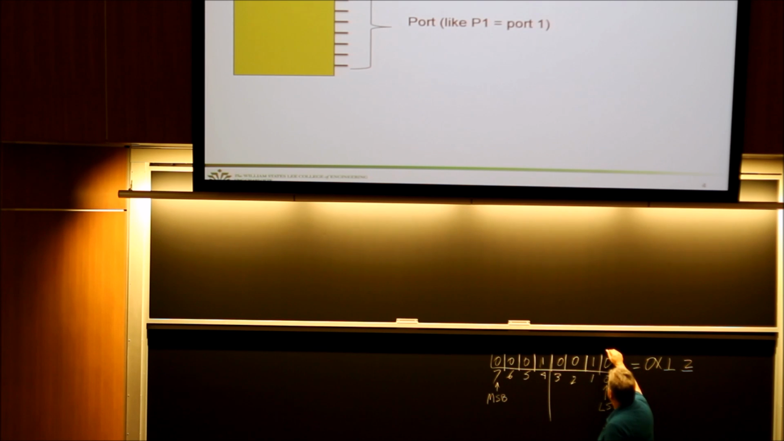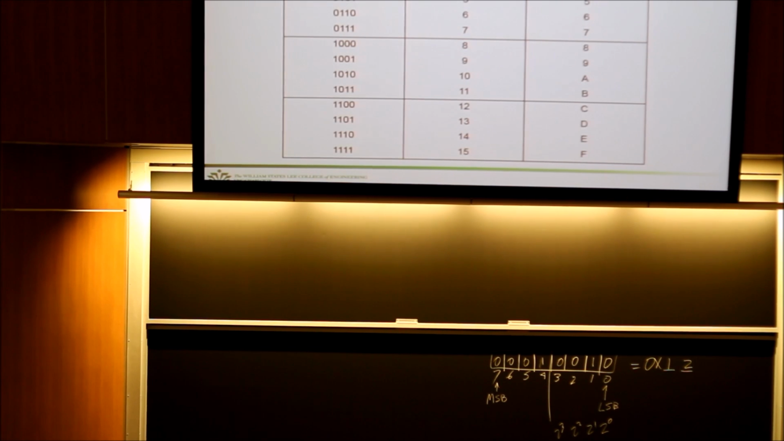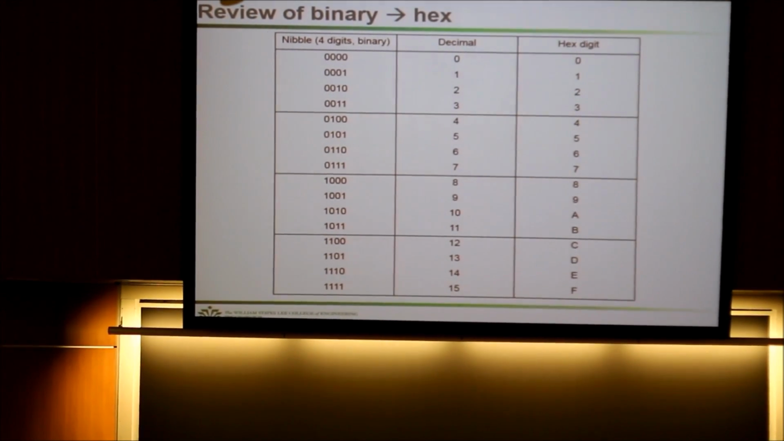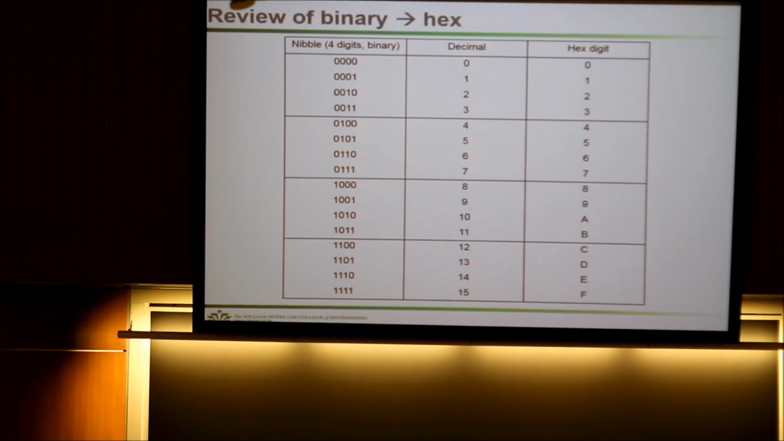Remember, this is 2 to the 0, 2 to the 1, 2 to the 2, 2 to the 3. 2 to the first is 2. But remember that table I showed you? The table that discussed binary to hex? Good one to remember, or at least be able to derive, because you're going to use it a lot. And you may see it on a quiz or exam. Hint, hint, hint.